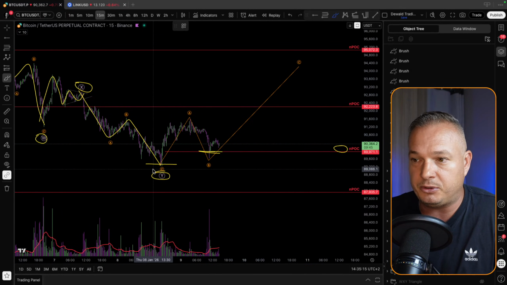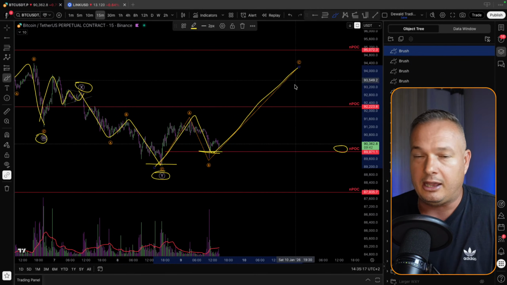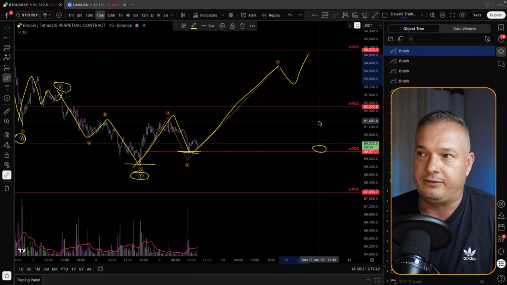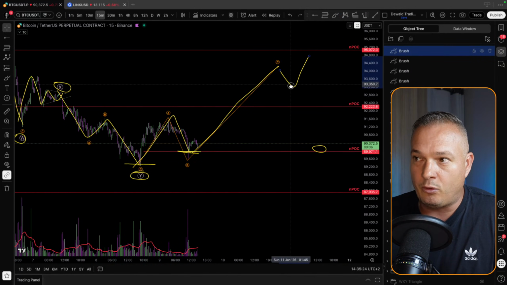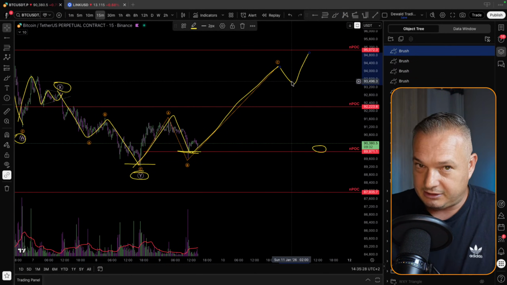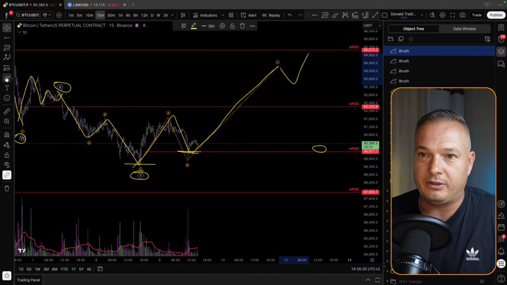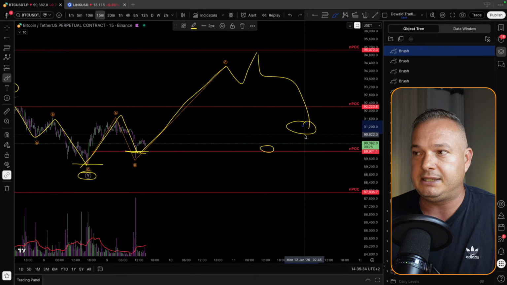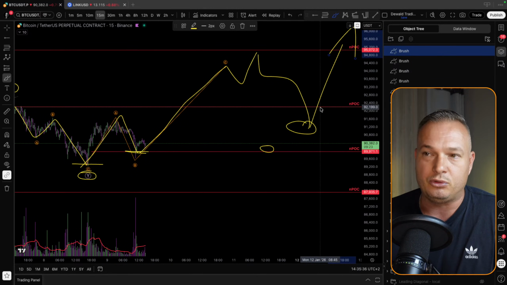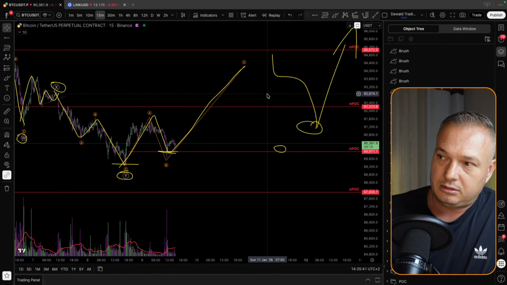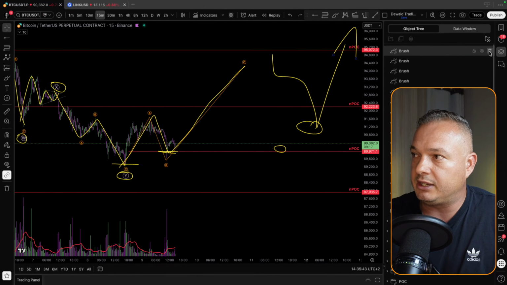The only difference between a B, C and a 1, 2, 3, 4, 5 is this. That's the difference. If we form a 5-wave structure, then there is still a long opportunity after we form the 5-wave structure, because you get a correction down, which provides an opportunity, and then we could potentially even move higher. If we do not do this, then short opportunities are on the table.